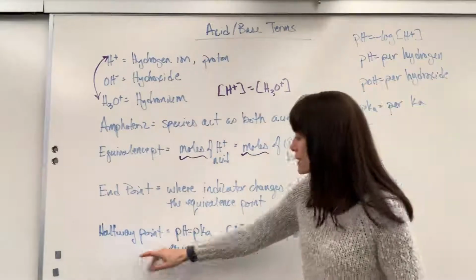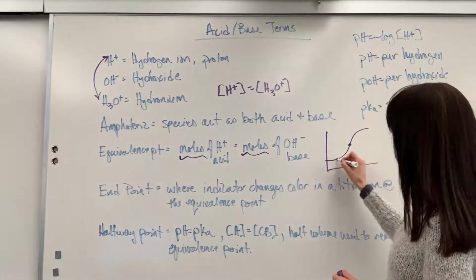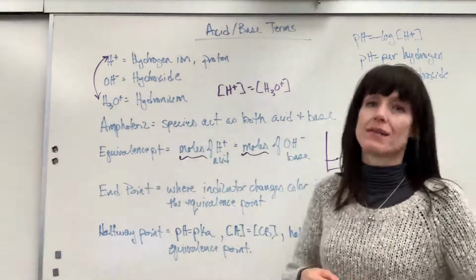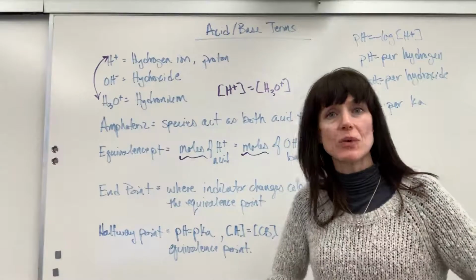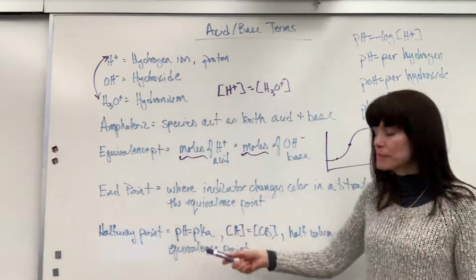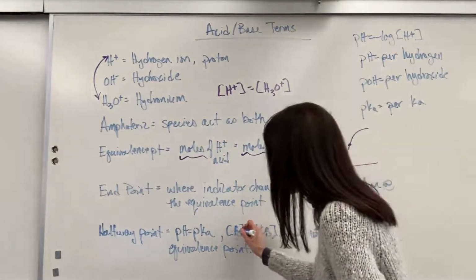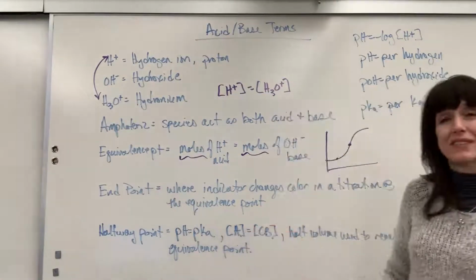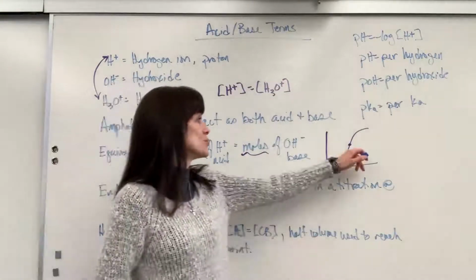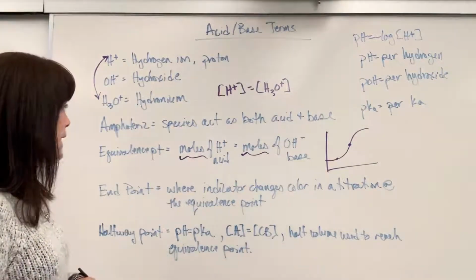The halfway point, this is where pH equals pKa, and it's right here in between the initial and the equivalence. That's the halfway. It's also called the midway, the half equivalence point, ideal buffer. It's really special because pH equals pKa, and it's where the concentration of the acid equals the concentration of its conjugate base. You've actually added half of the volume needed to reach the equivalence point. So that's where you get that word half.